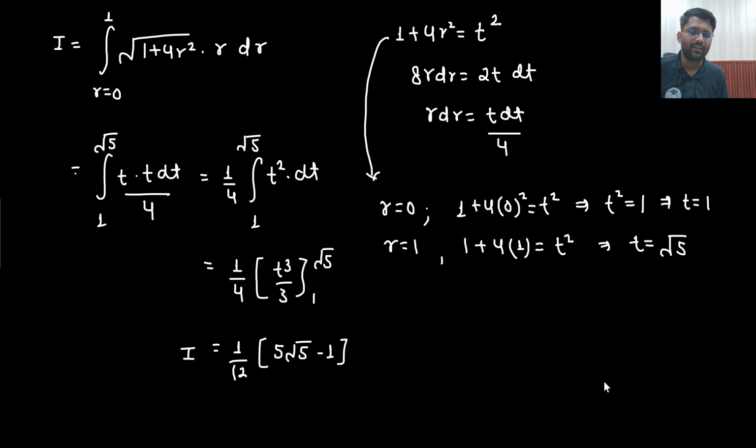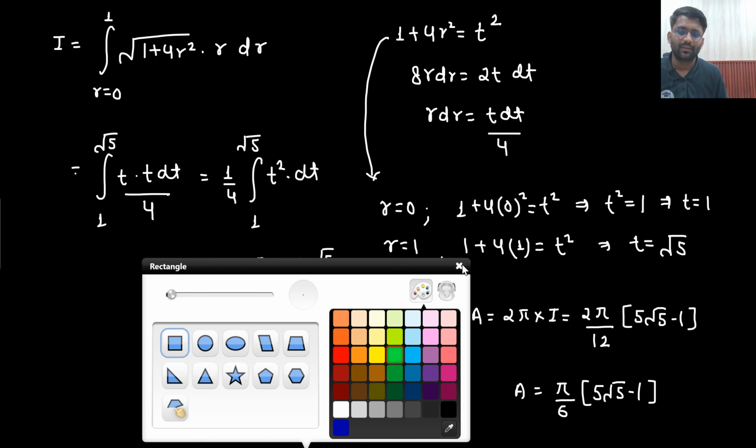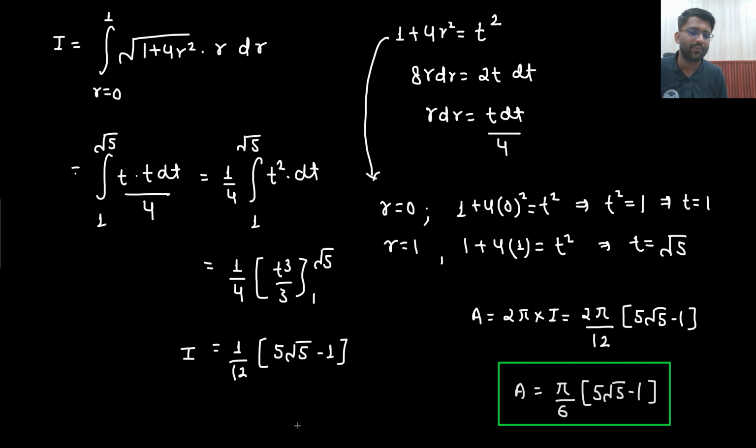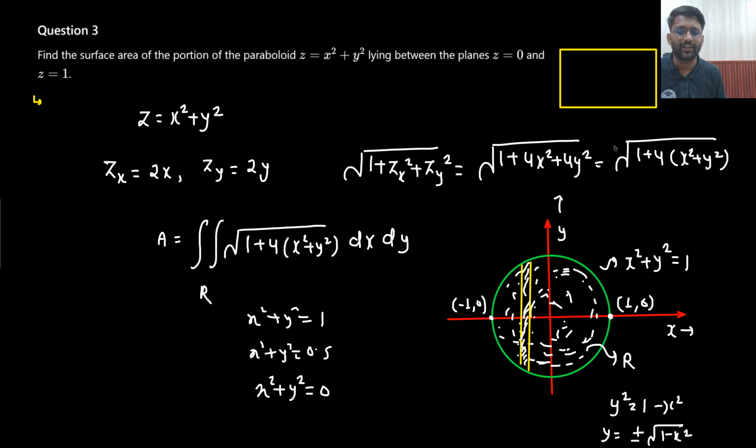So what is the area? Area is 2 pi into I. 2 pi into I is 1 by 12, 5 under root 5 minus 1. So area is pi by 6 into 5 under root 5 minus 1. This is the area. If these kinds of questions come in the examination hall, they will be treated as one of the finest questions of a GATE examination. Not only mathematics, but one of the finest questions of GATE examination. Okay, so this will be the answer.